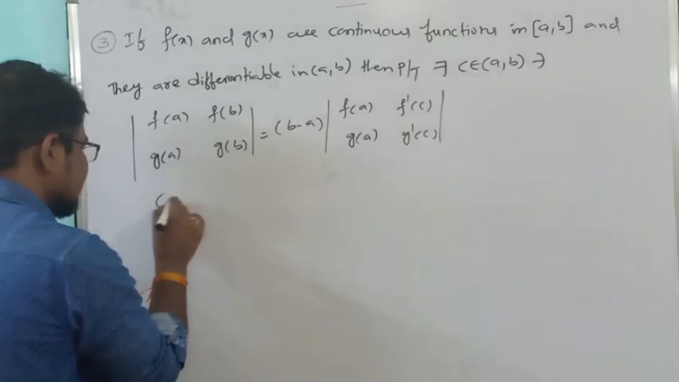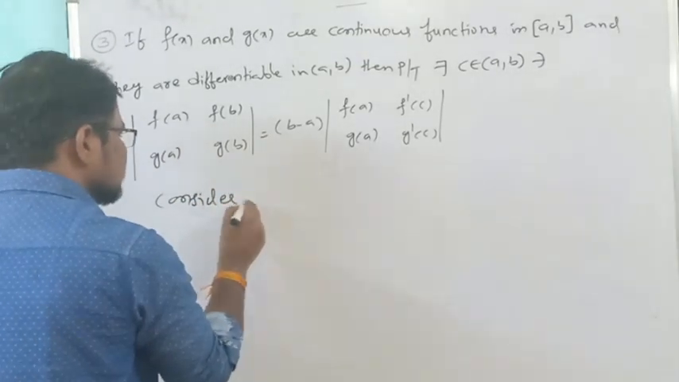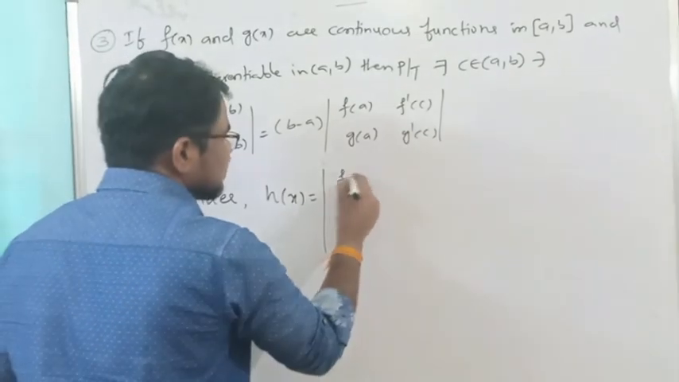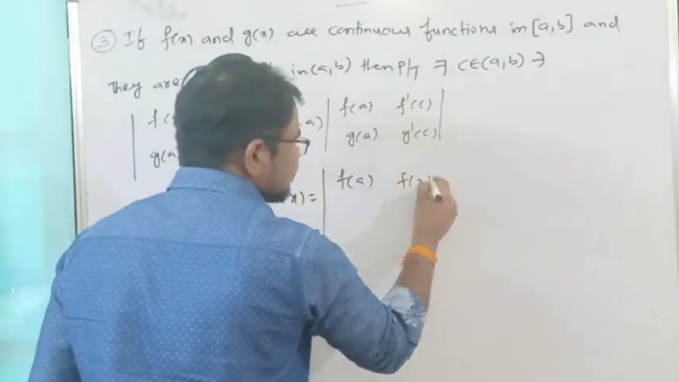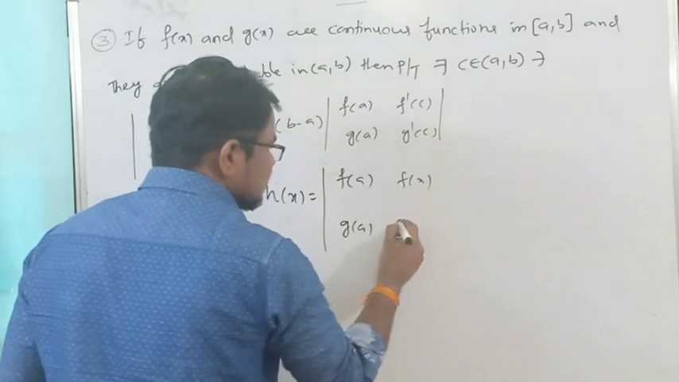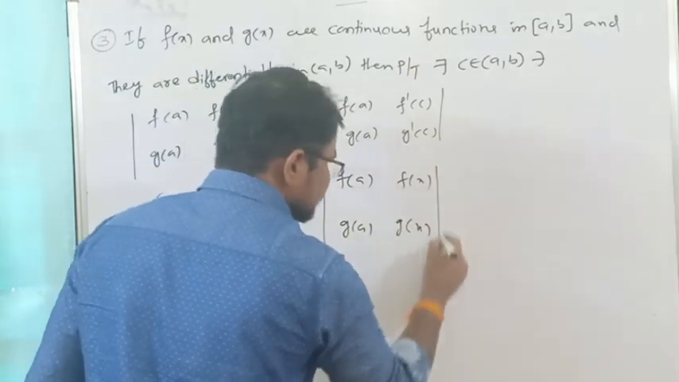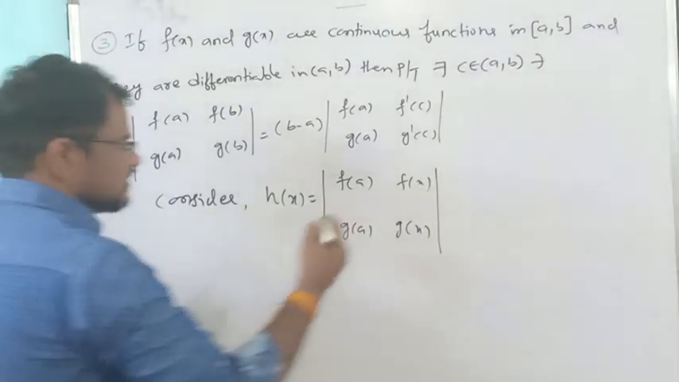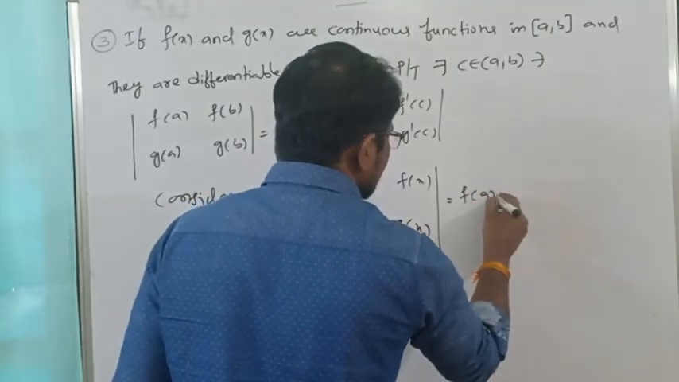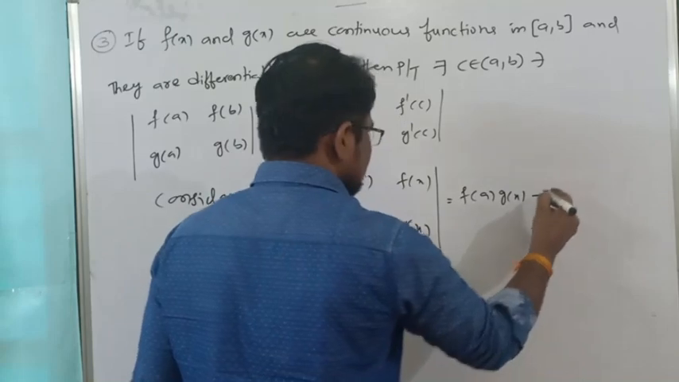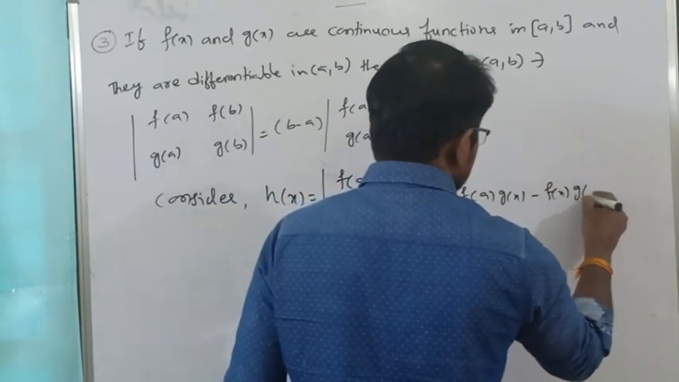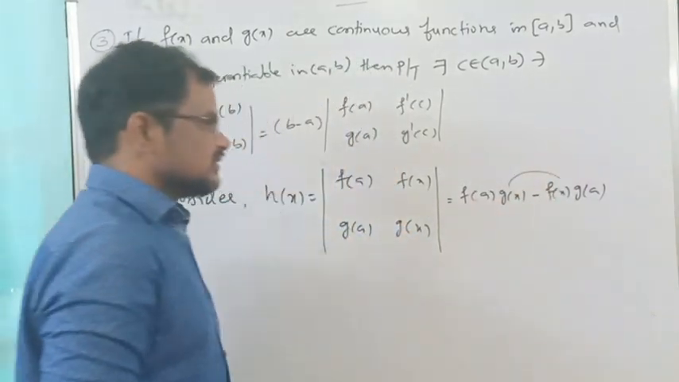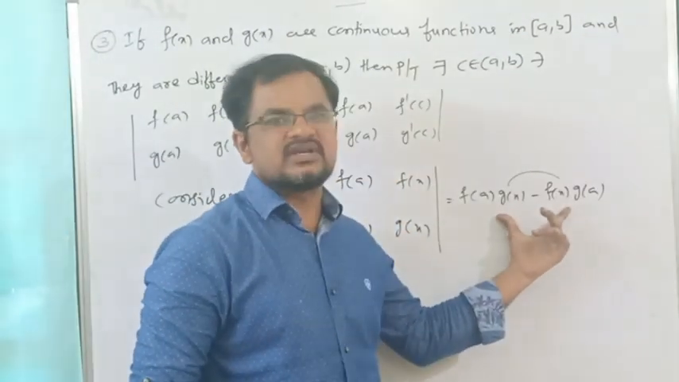So by that idea I will take the function h of x equal to the determinant of f of a, f of x, g of a, g of x. Take this function. Now do the differentiation, and if you simplify, we get f of a g of x minus f of x g of a. So this is the difference of two functions.